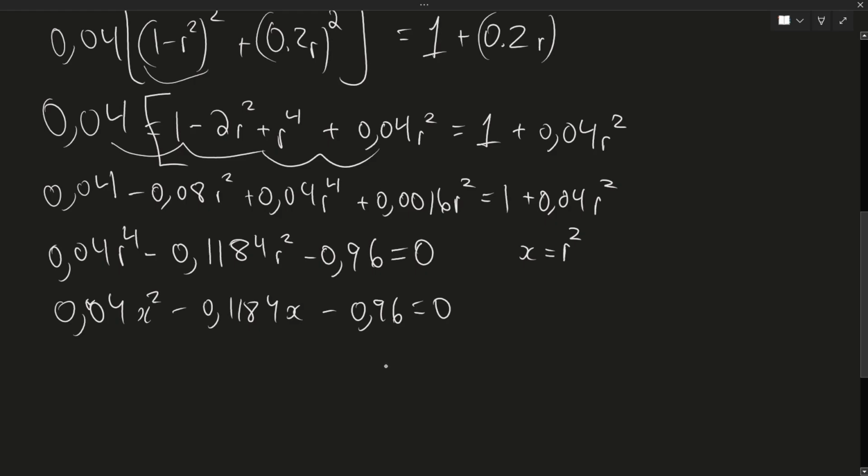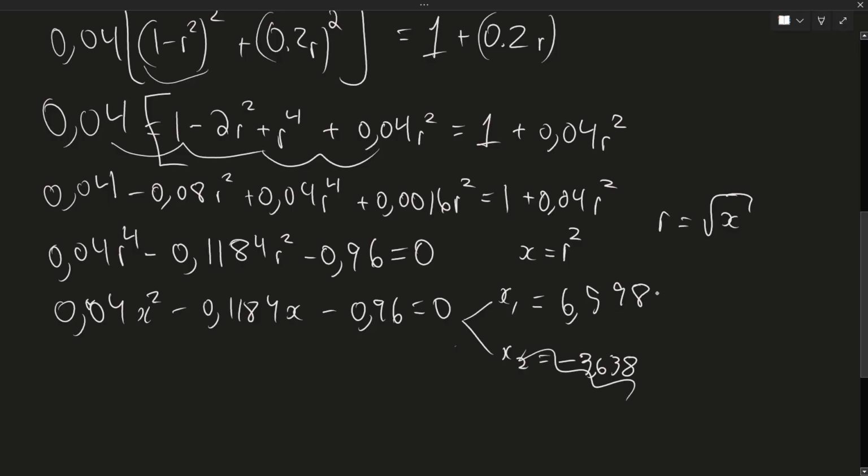Then you use the quadratic formula. I'm not going to write it all out, but basically, if you do this correctly, hopefully you get x1 and x2 as this, and then this is negative 3.638. However, we want to find r, which is equal to the square root of the x that we defined. So this doesn't make any sense. You could just ignore this. So here, r is equal to plus or minus 2.569. We're going to take the positive value of this, and that's our r.